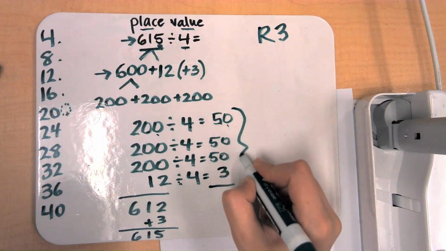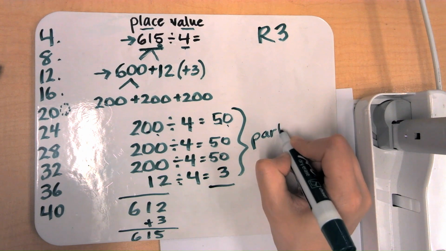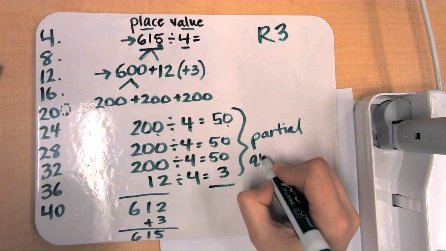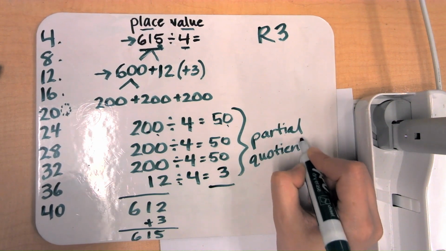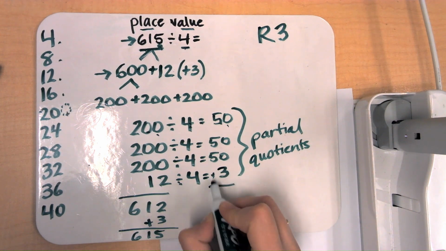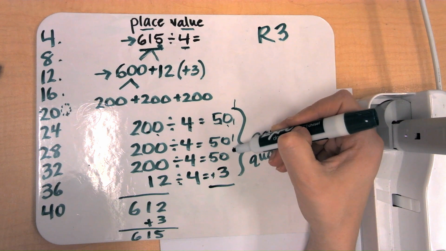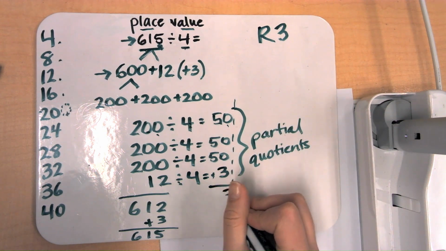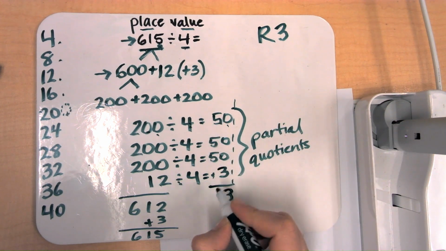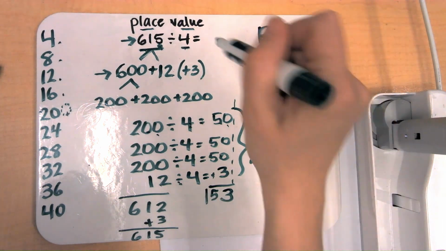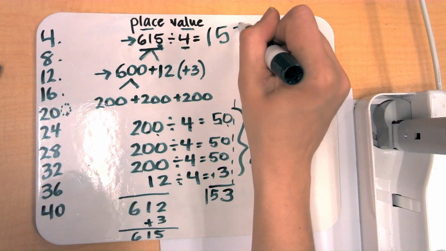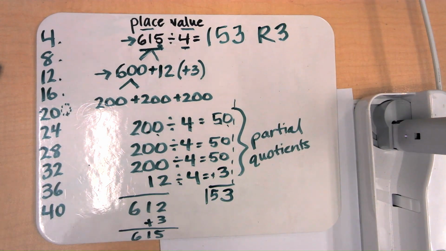So these here are my partial quotients. Partial quotients. I'm going to add them, and I'm going to make sure that I have my numbers in a nice alignment right here. So 3, and then 5, 10, 15, 15. My answer is 153, remainder 3.